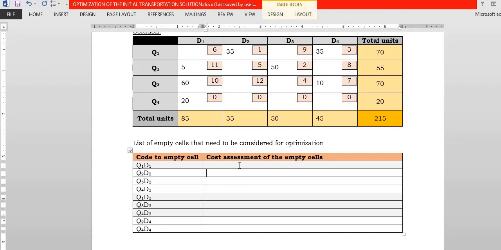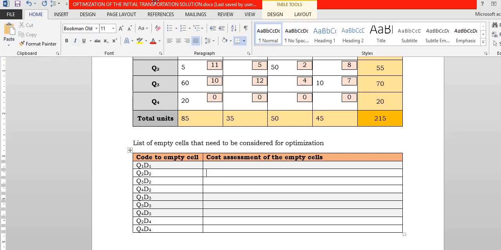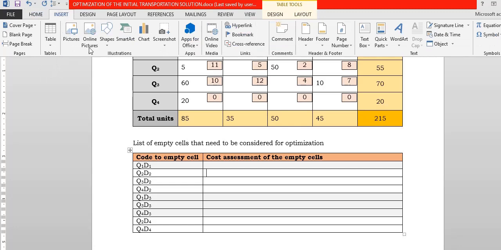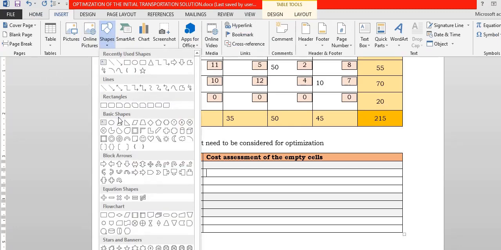Now, let's start by checking if it's possible to draw a closed loop from Q1D1. Okay, so I'm going to insert here a closed loop. Okay, let me see if I can do it.